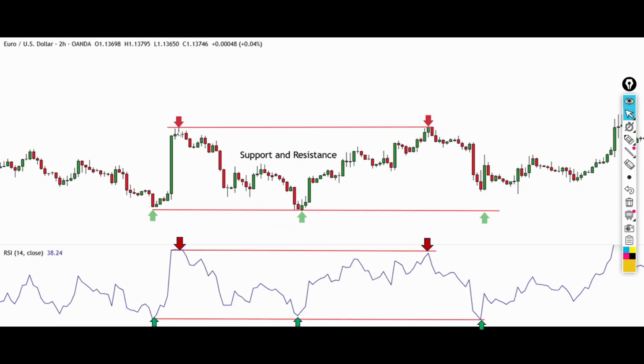Support and resistance. Just like price has support and resistance, even RSI develops its own support and resistance. If you see this chart, I have drawn the support and resistance line for this price action, and for the same corresponding highs and lows of the price action in the RSI, I have drawn the support and resistance.